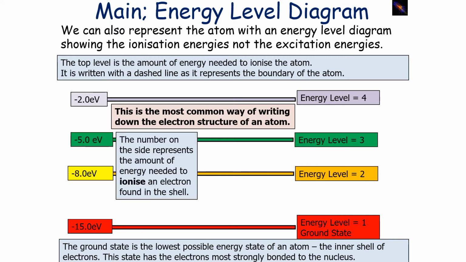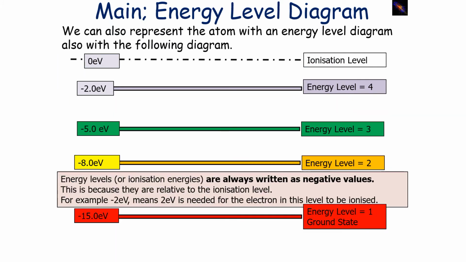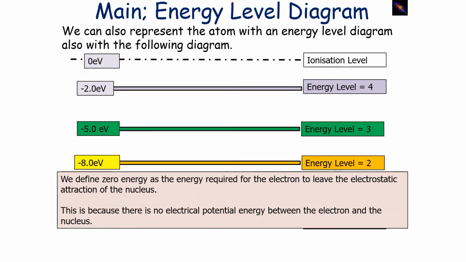Now the number on the side now represents the energy needed to ionize an electron found in this shell. So energy levels or ionization energies are always written as negative values because they're relative to the ionization level. So for example, minus 2 eV means that 2 eV is needed for the electron to be ionized. Now we define zero energy as the energy required for the electron to leave the electrostatic attraction of the nucleus.